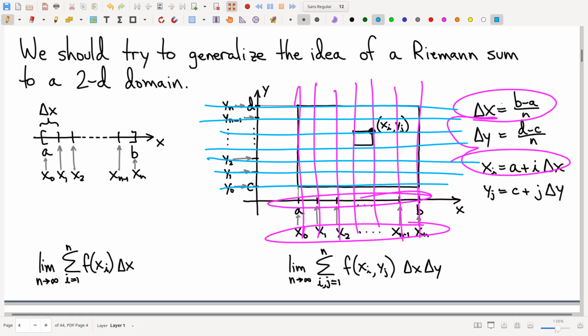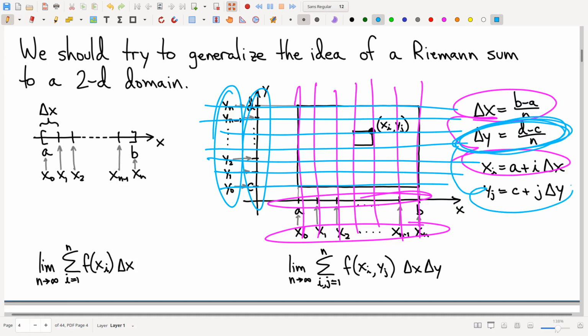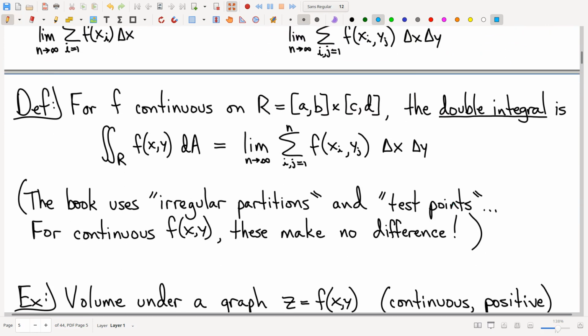So slicing up perpendicular to the y-axis, thus giving me my little sub-rectangles, my little pieces there. I'm slicing up the y-axis, and that gives me a delta y formula and a y sub j. And it's just details, but that's how those details work out. The punchline, though, is I'm going to be adding up like I have here. Everybody happy? All right.